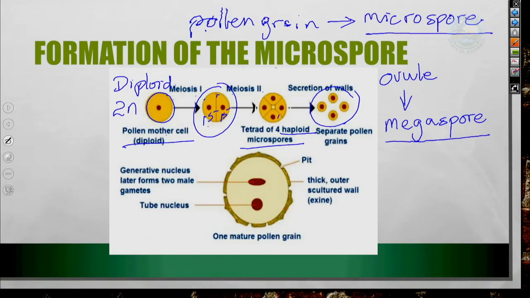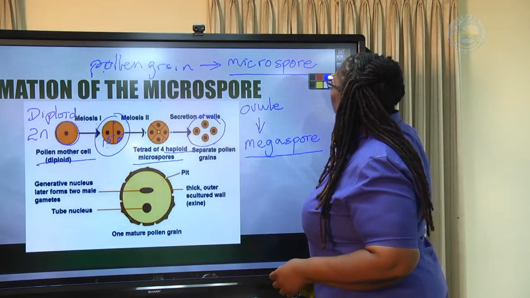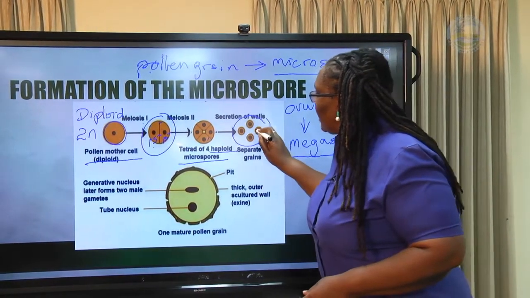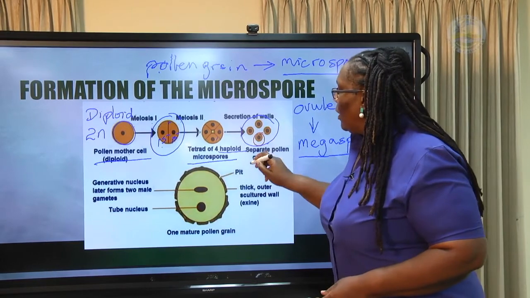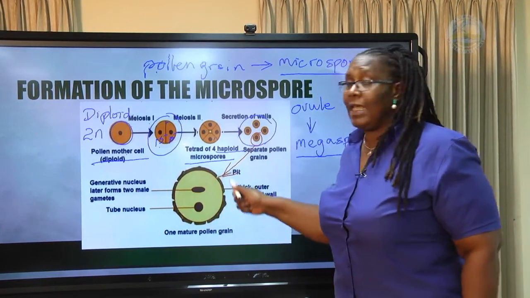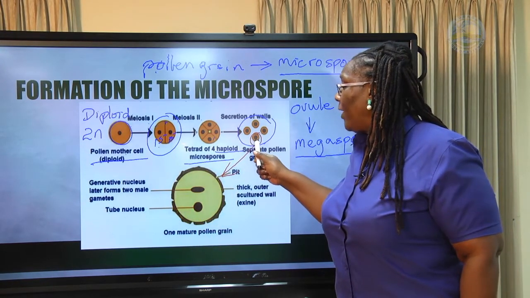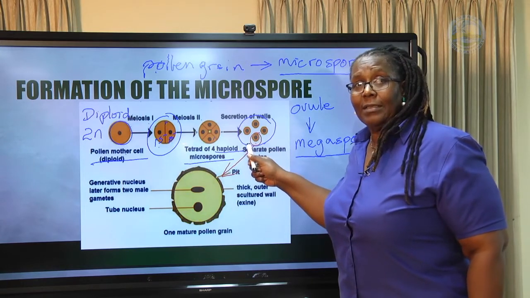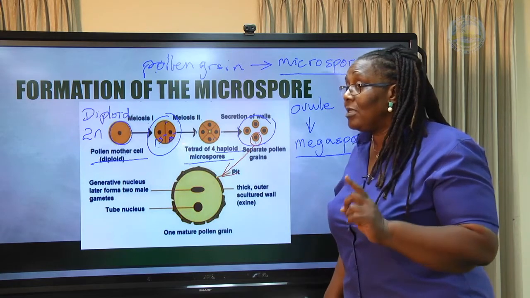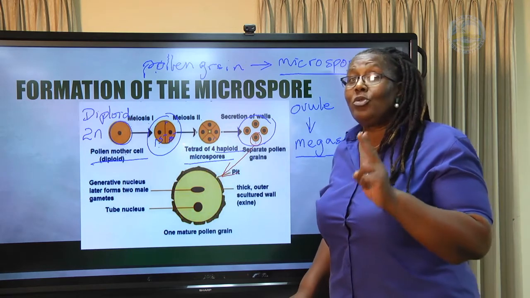So here, each of these cells, use a different color, try red, will eventually become this. This here is a pollen grain. The pollen grain started off here with 1 nucleus. Remember, mitosis is the division of the nucleus of a cell to produce 2 daughter nuclei.